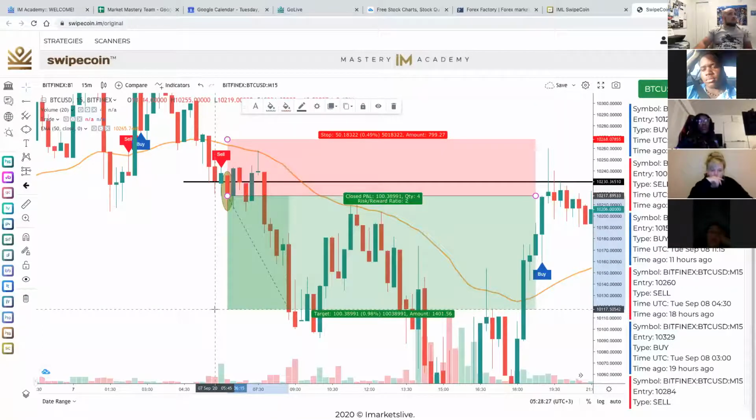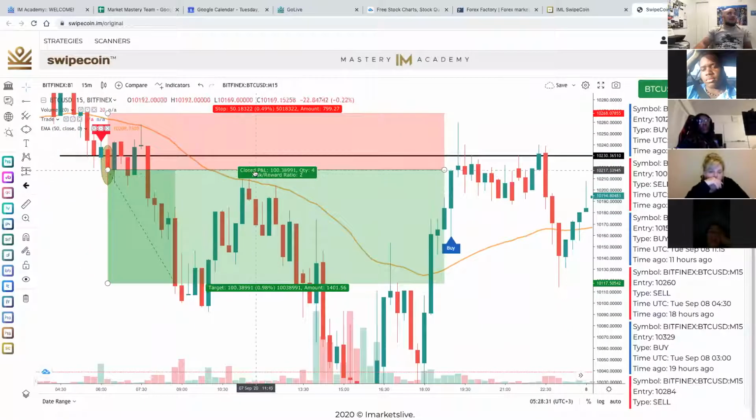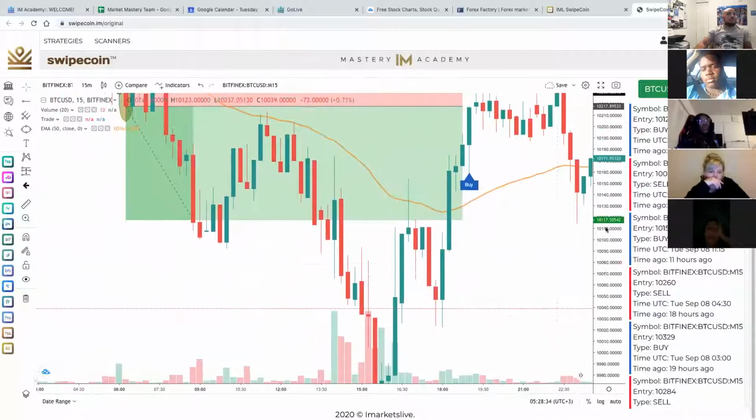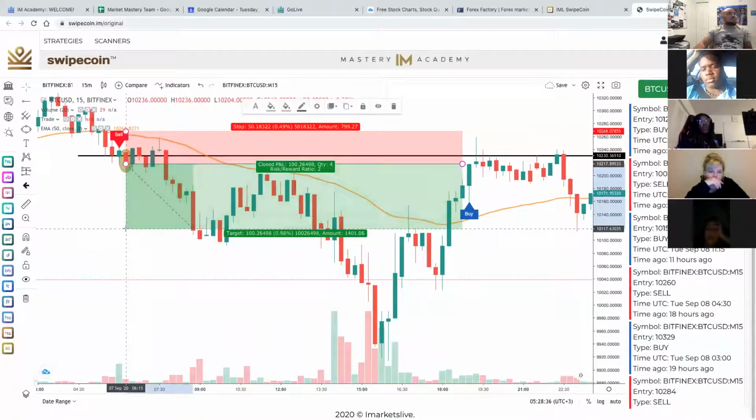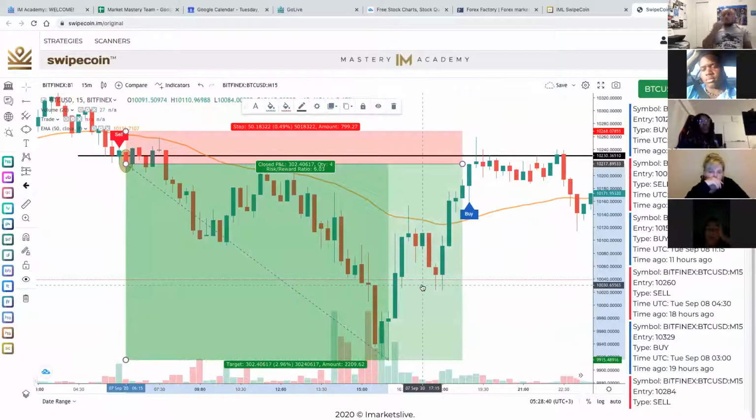You would have smacked it. And if you were patient enough, it would have come all the way back to retest almost entry. But you could have potentially ridden this thing all the way down here for 300 pips.